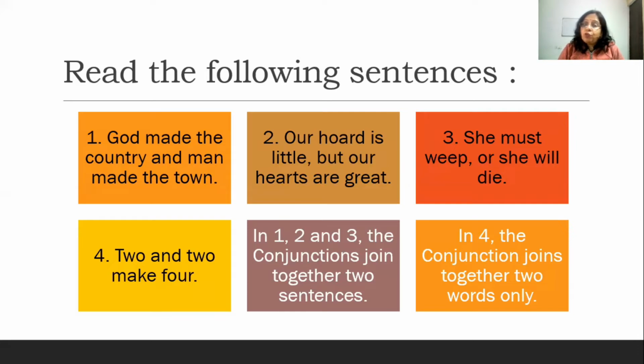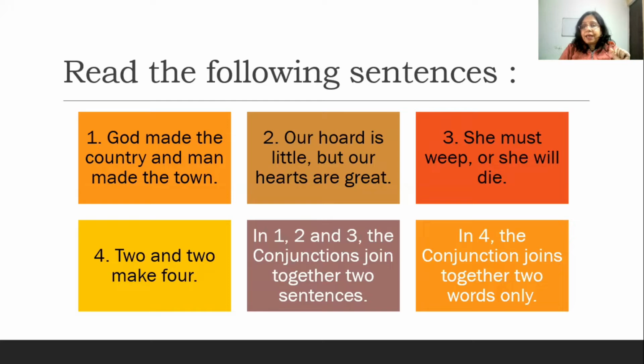In all these 4 sentences, there is a specific word which is joining them. In sentences 1, 2 and 3, the conjunctions join together 2 sentences. How? Let me show you. God made the country. This is one separate sentence. And the other sentence is, man made the town. Now these 2 separate sentences are joined together with a conjunction, that is and. So it becomes one complete sentence: God made the country and man made the town.